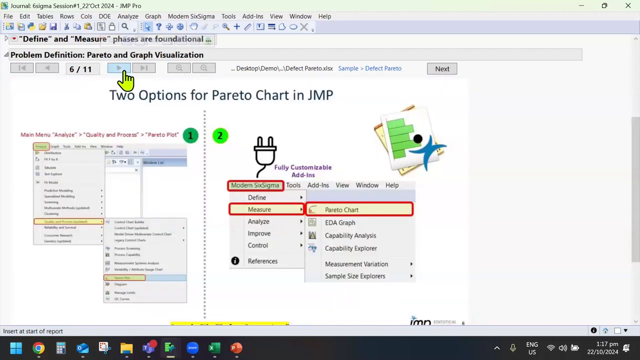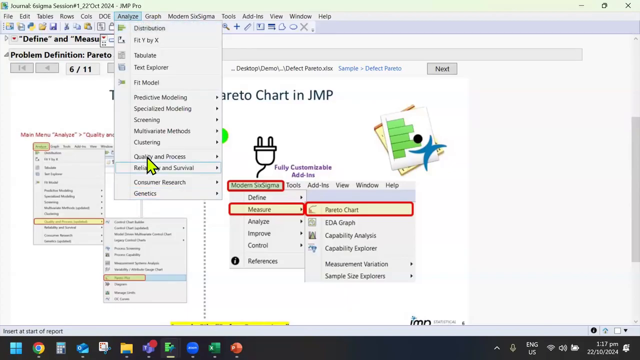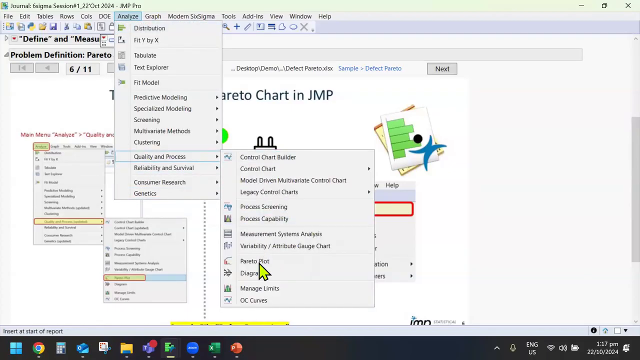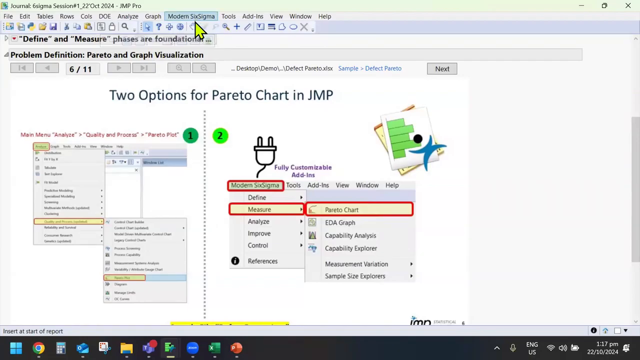That's why we encourage you to use JMP to do the Pareto chart. Do not use Excel, even though it can do it. In JMP, you have two options. One is the traditional one: under Analyze, Quality and Process, Pareto Chart. Another is the modern Six Sigma add-in, the single add-in I am going to use for today's session.